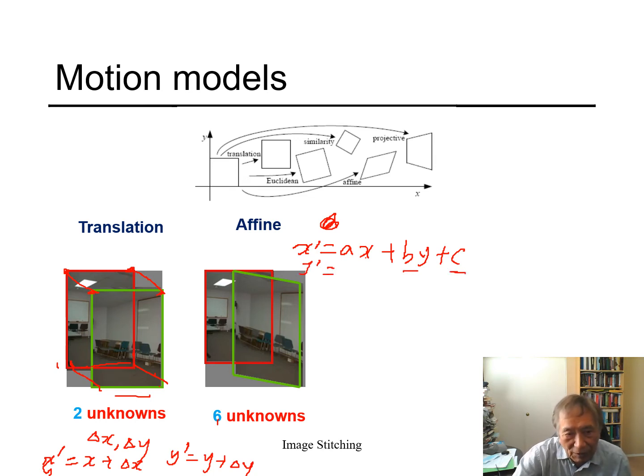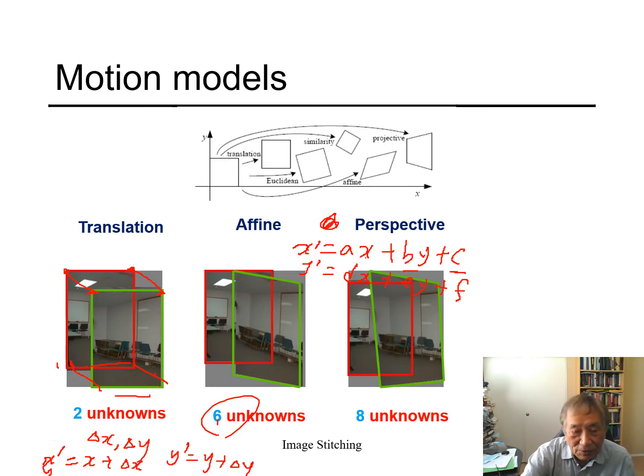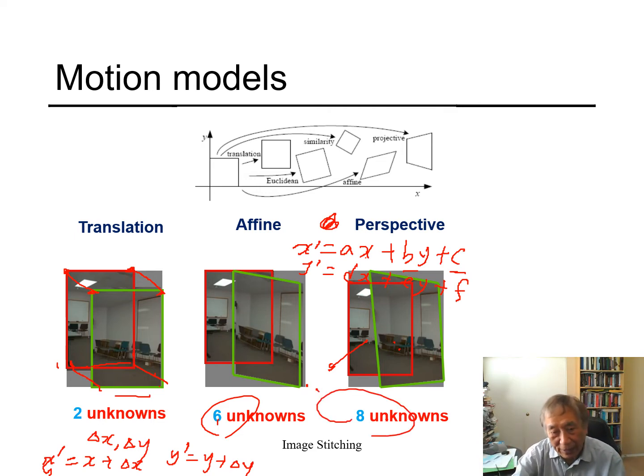The y prime will be dx plus ey plus f. So that is 6 unknowns in an affine transformation. Then if it's a perspective, we need to know the location of the xy of the view and the view plane normal, and then the view volume and the view up vector. Many of those factors add up to all 8.